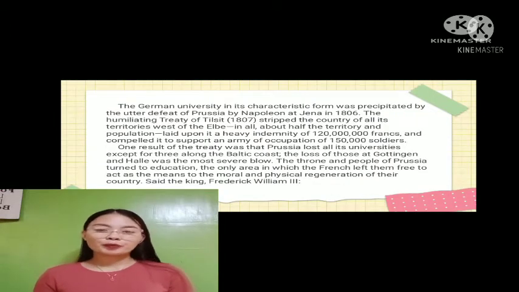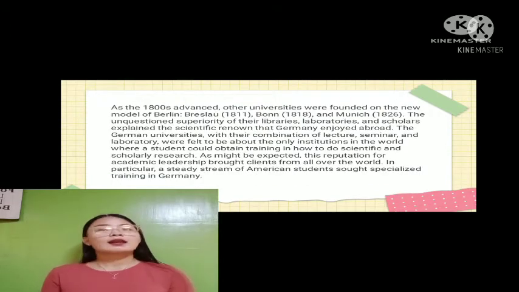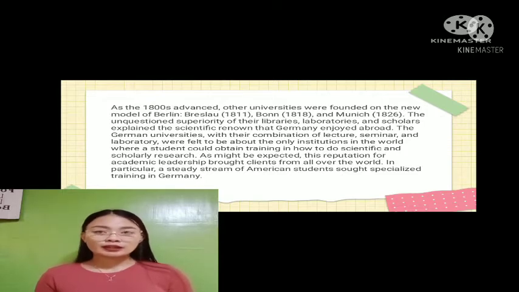At the time of Prussia's deepest national despair, a new university was founded in Berlin. The new university was intended primarily to develop knowledge, secondarily and perhaps as a concession, to train the professional class. As the 19th century advanced, other universities were founded on the new model of Berlin.